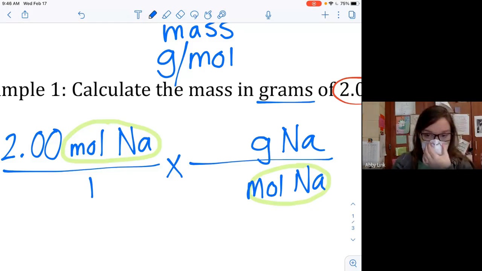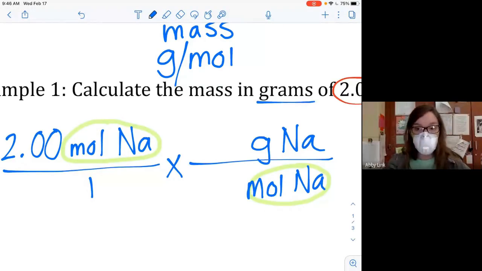So now I have this set up. What does this look like? I've got grams and moles in a conversion factor. This should trigger something in your memory and have you think of molar mass, okay? So how do I find the molar mass, those grams of Na? Where do I look?